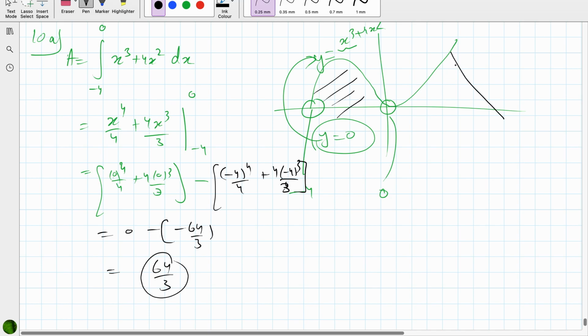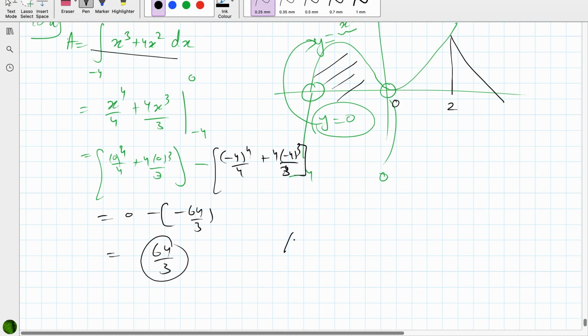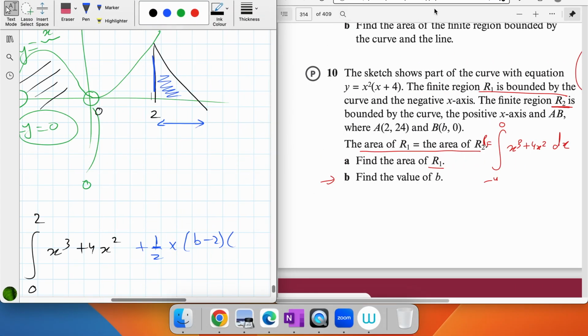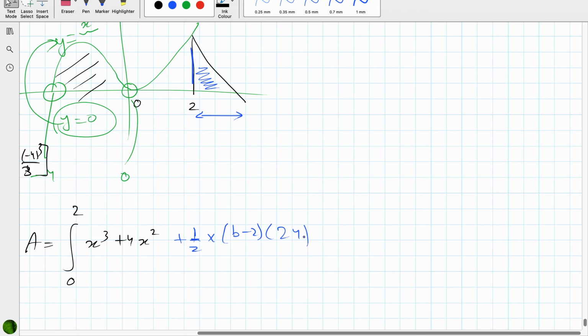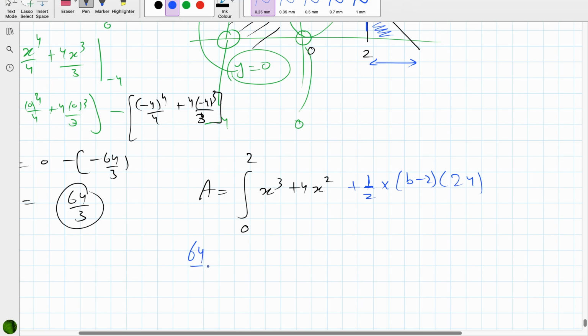Now it said that R1 and R2 are equal, and we know R2 is from 0 to 2. The equation is the same, so we can copy this equation: the area is equal to the integral from 0 to 2 of x cube plus 4x square, and the second part is this thing plus 1 by 2 into base into height. This base length is b minus 2, and this height is 24, as given. 1 by 2 into 24 is 12, so this is 12b minus 12, 2 times is 24.